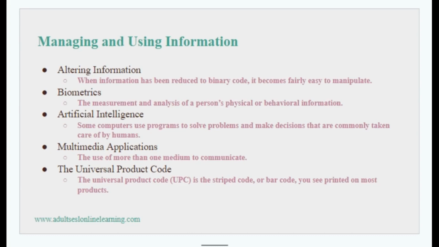The Universal Product Code, UPC, is the striped code or barcode that you see printed on products. Each product has its own pattern of stripes. The computer reads these barcodes.